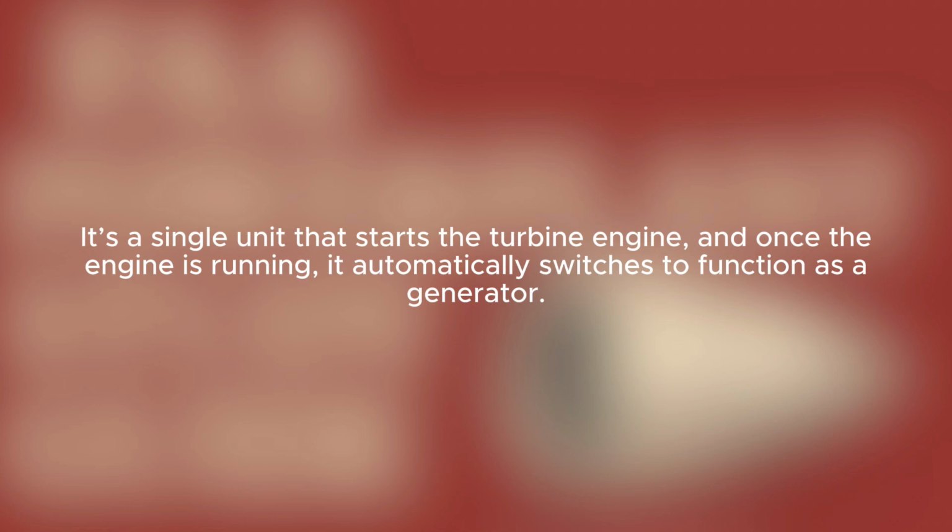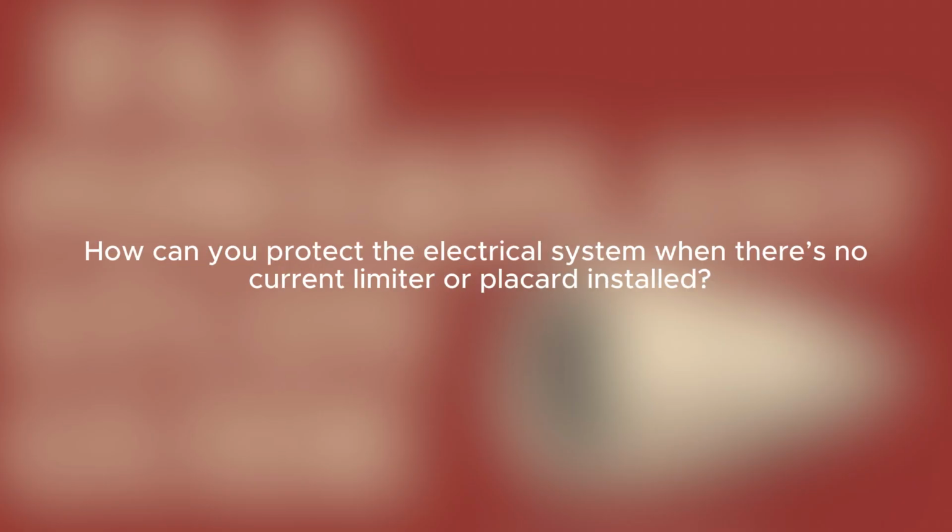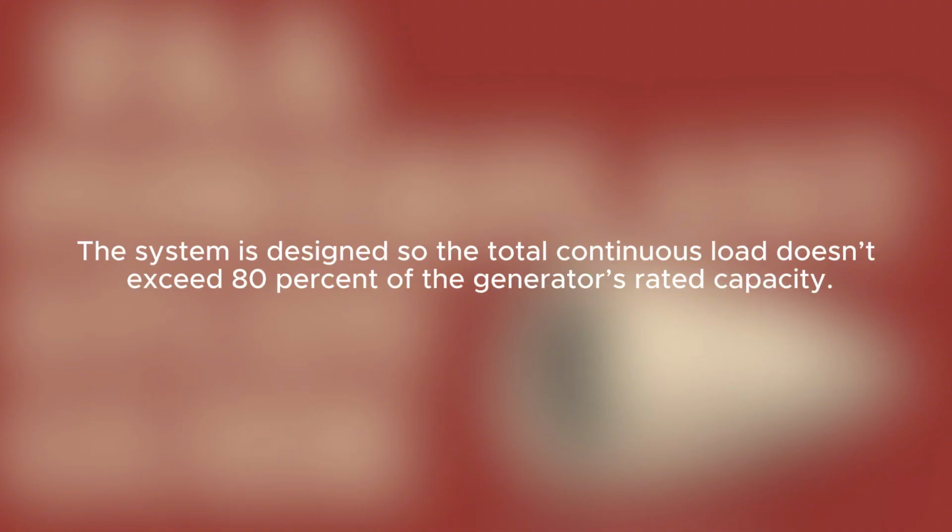as a generator. How is generator current controlled if the voltage regulator doesn't do it automatically? The pilot manages it manually by avoiding continuous loads above the red line limit, except for a short burst. How can you protect the electrical system when there's no current limiter or placard installed? The system is designed so the total continuous load doesn't exceed 80% of the generator's rated capacity.